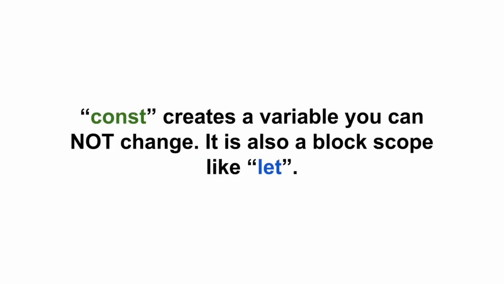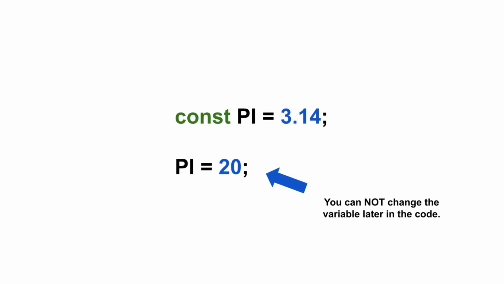And last, we have the const declaration. It creates a variable you cannot change. It is also a block scope like let. With this, we can write variables that we don't intend to change in our program, like the value of pi. But if we try, we will run into an error.